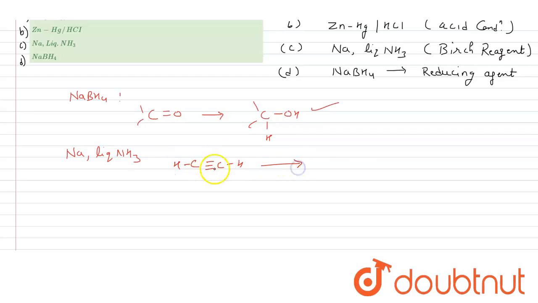So when we do this, we are getting an alkene product. But in the product we are getting CH2. So this should not be the answer. So here I can write that this is not the answer, and this is also not the answer.